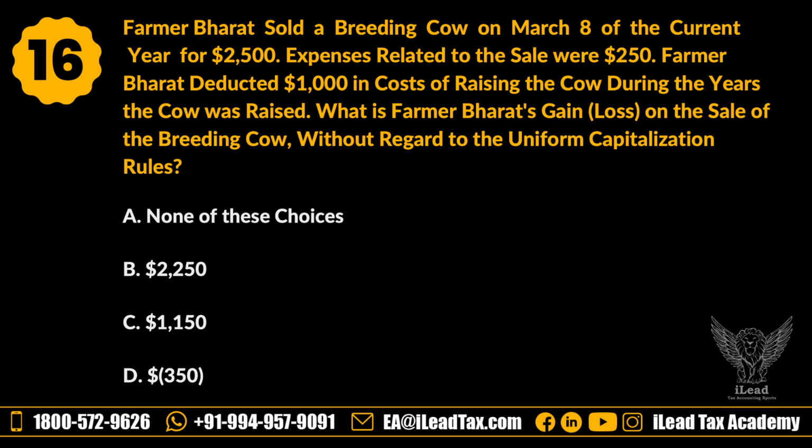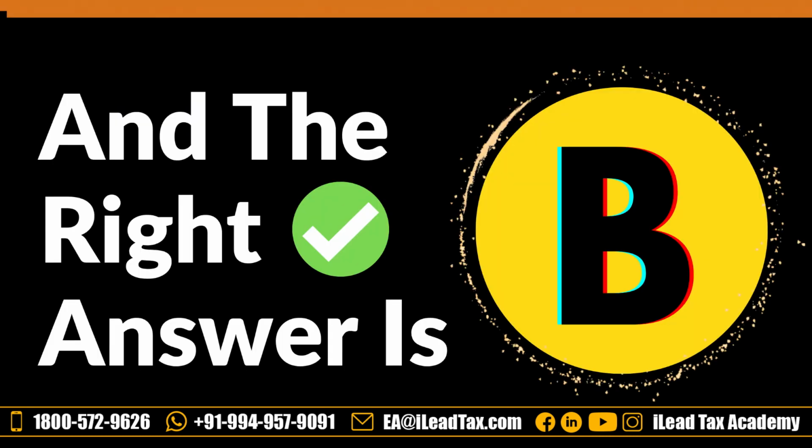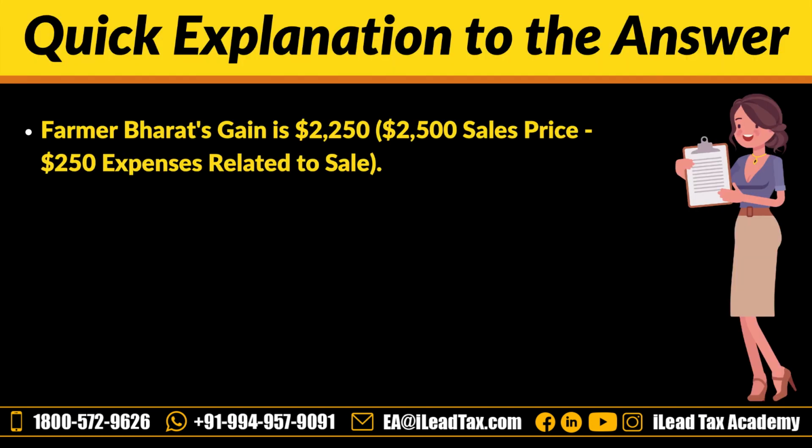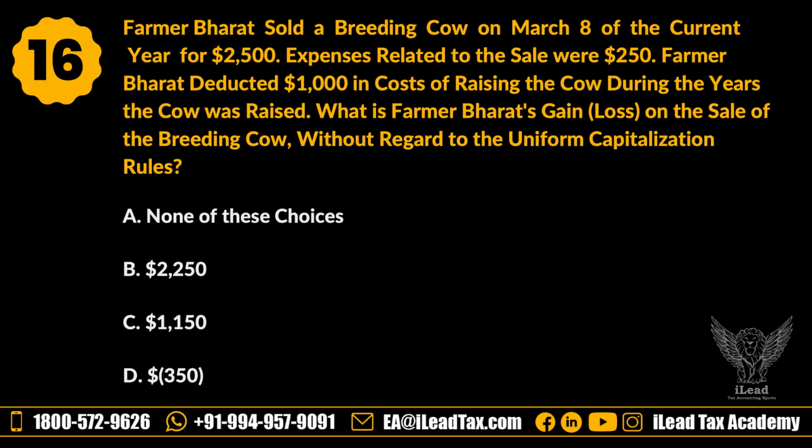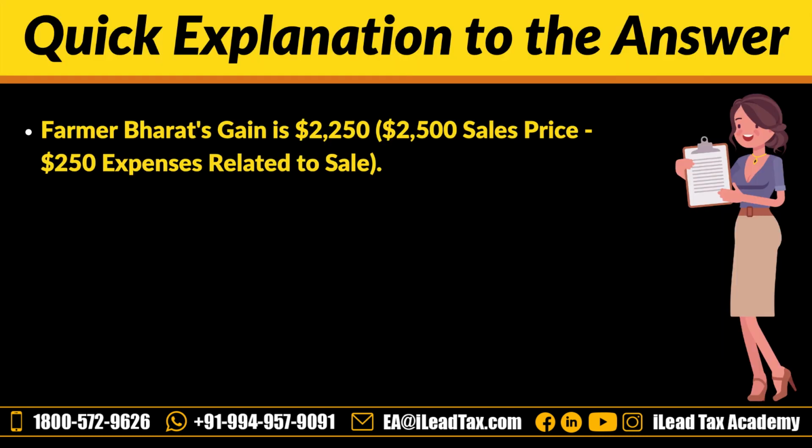Let's see what is the answer. The answer is B, 2,250. Let's see why it is 2,250. Here gain is equal to sales price minus expenses. Here the cost of raising the cow is not used to calculate the gain. We should not deduct the cost of raising the cow to calculate the gain, so it is related to the basis calculation. So here gain is equal to sales price minus 250 expenses. So Bharat's gain is 2,250. Let's go to the next question.